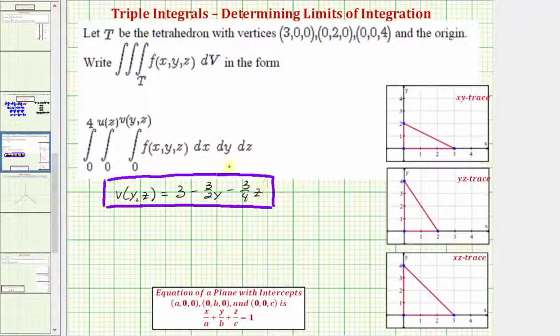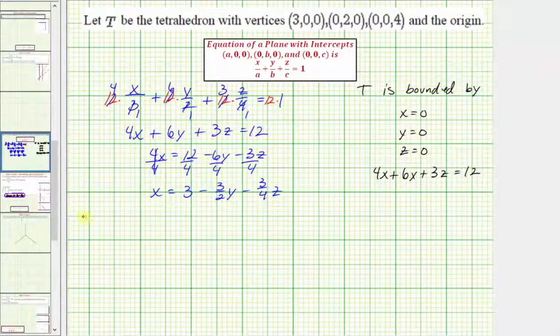And now we still have to integrate with respect to y and then z, which means we now want to find the yz trace. We can find the yz trace by setting x equal to 0. So the yz trace is going to be the region bounded by y equals 0, z equals 0, and this plane here when x equals 0, which would give us the equation 6y plus 3z equals 12.